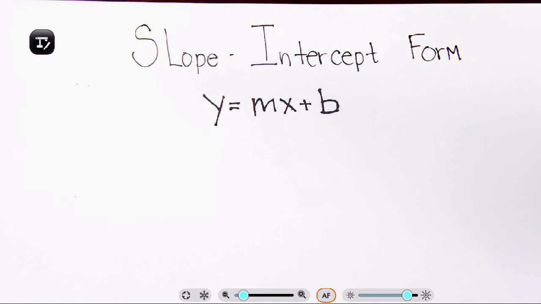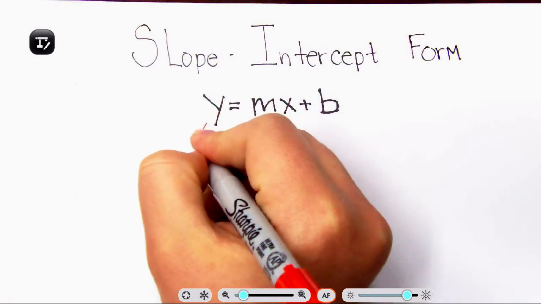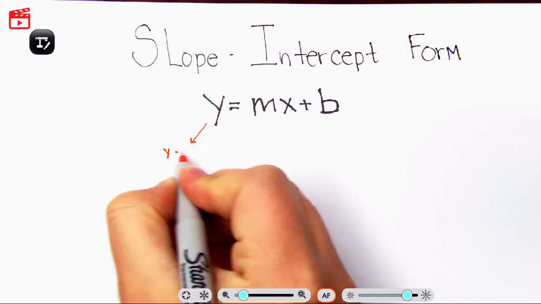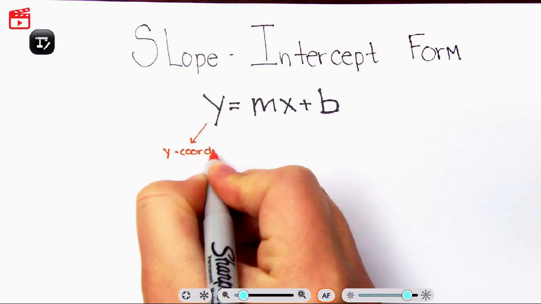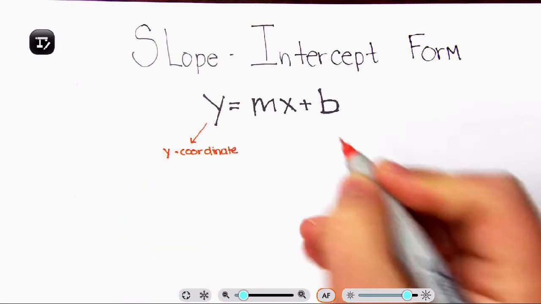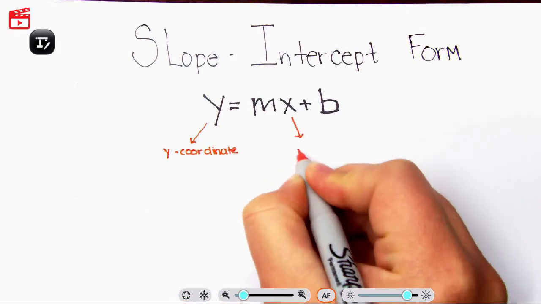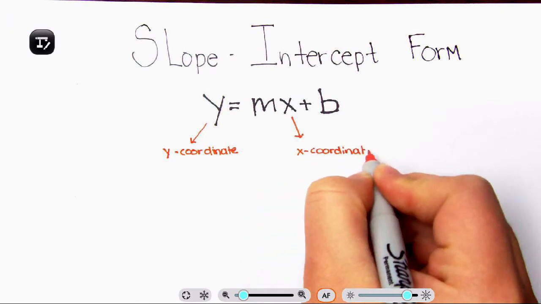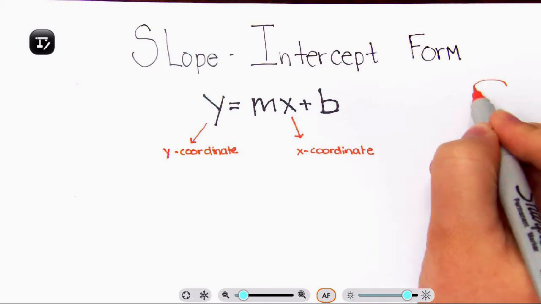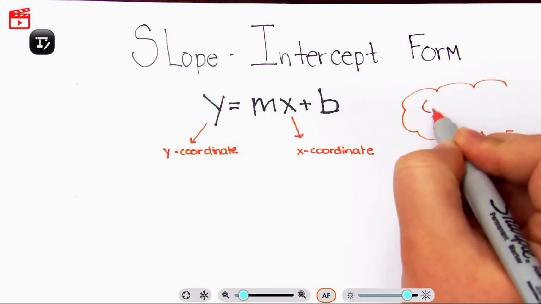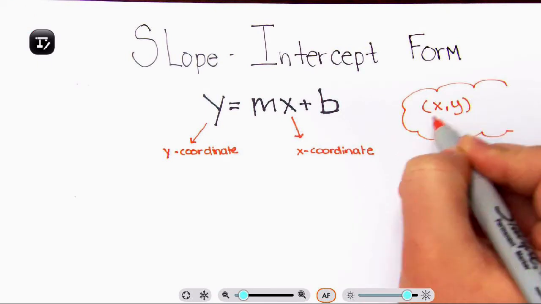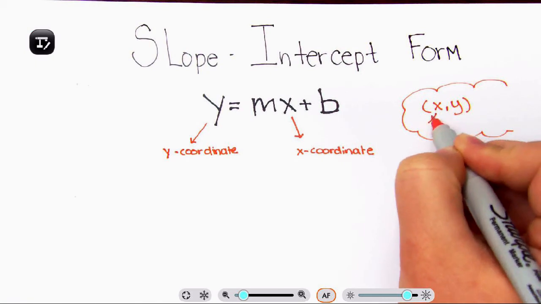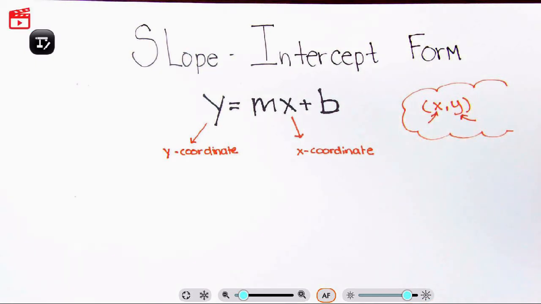So y is just the y coordinate. And x is just the x coordinate. So that just means if you have, here's a thinking bubble, if you have a point, x and y, this is your x coordinate and this is your y coordinate. Don't really mean much unless you have a point.